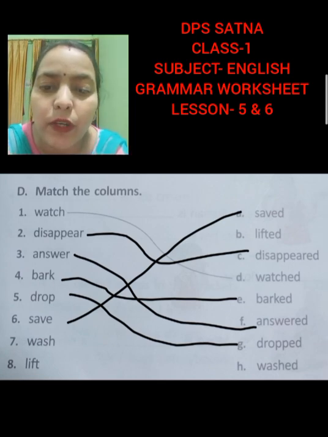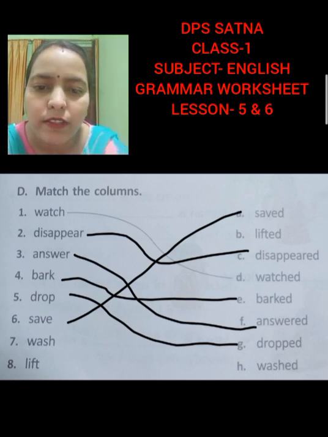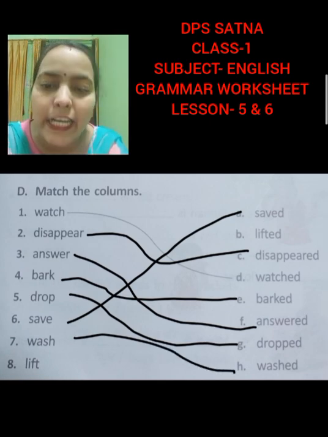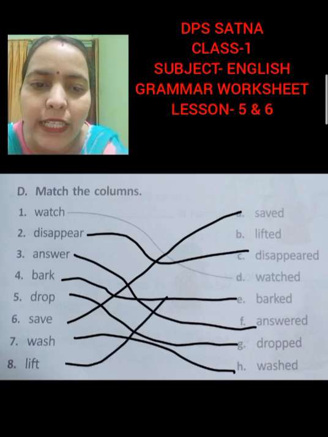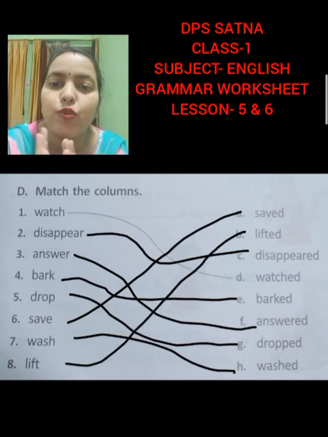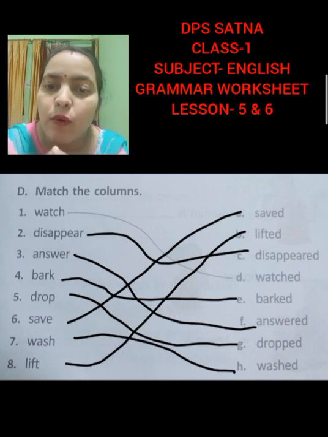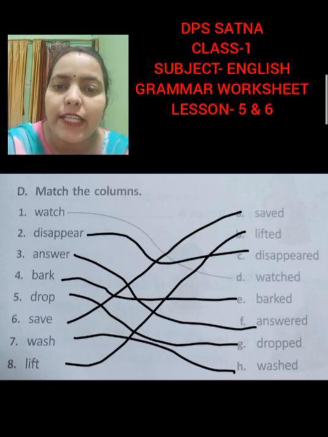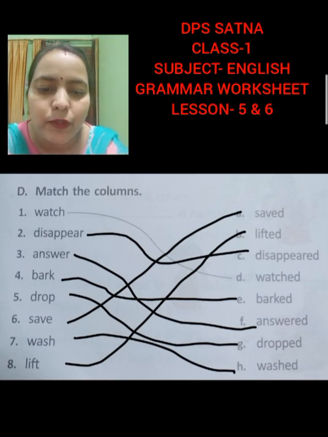Now the seventh word is wash. Match it with washed. Seventh with H1. Now the last word is lift. So match it with B1, lifted. So this is a very simple exercise. Words are given and you have to match the same word. One extra thing is done for us, that in that word ed is added. Okay, so now we are going to do the next exercise.